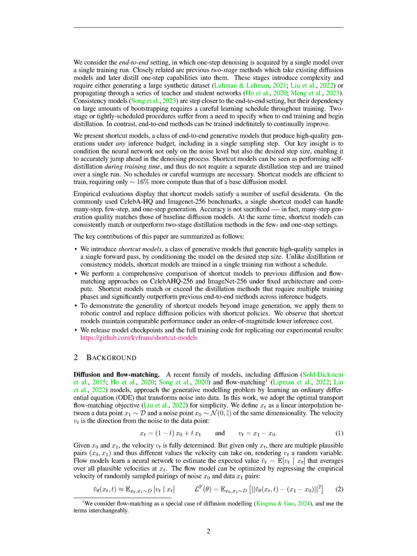Shortcut models present several theoretical advantages over traditional two-stage distillation methods. Firstly, they are computationally more efficient as they eliminate the need for extensive synthetic dataset generation and multiple training phases, requiring only approximately 16% more compute than a base diffusion model, compared to the significant computational costs associated with distillation methods that involve numerous forward passes and teacher-student networks.